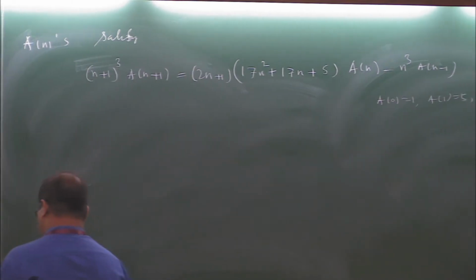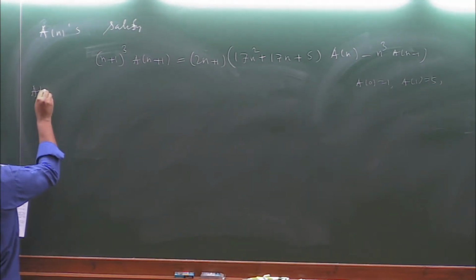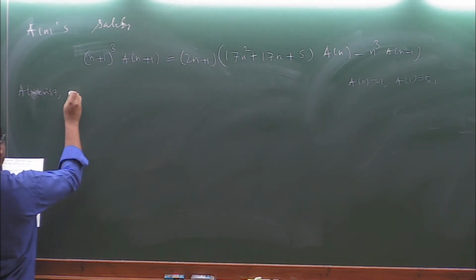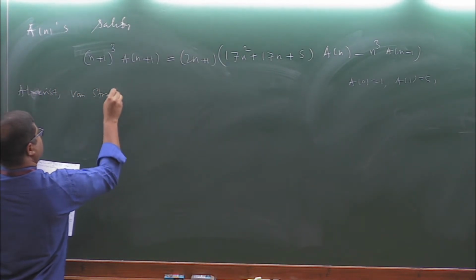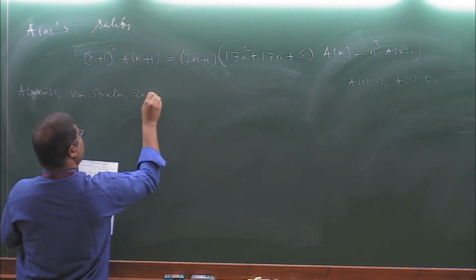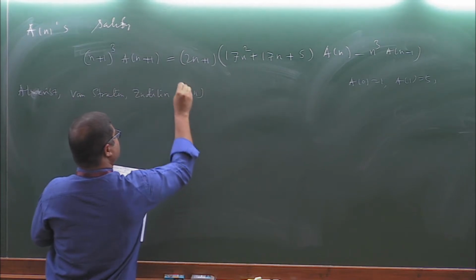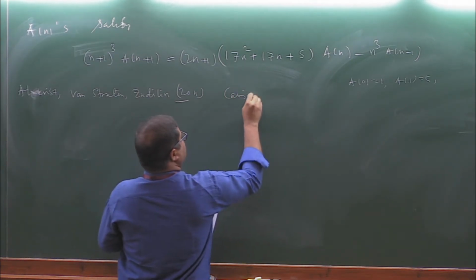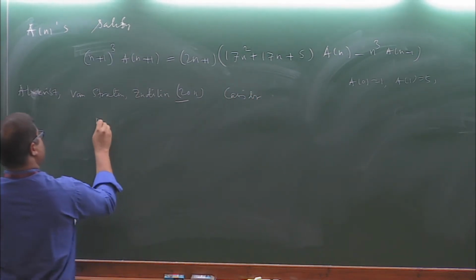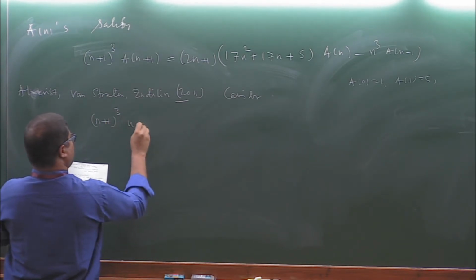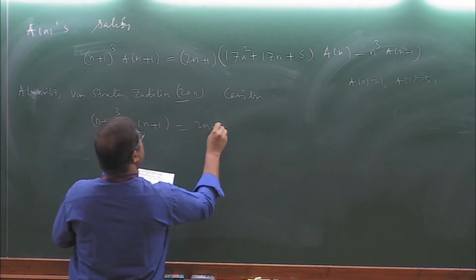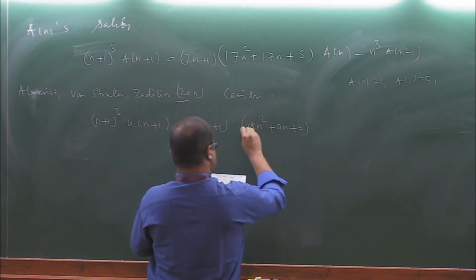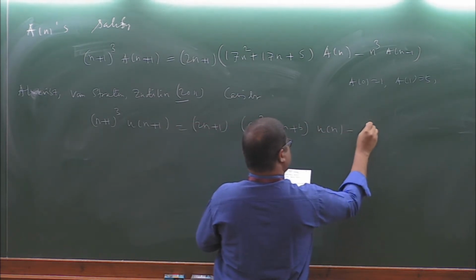So there is a similar study of these numbers by Almkvist, Van Straten and Zudilin in 2011. They consider these more general equations: (n+1)³ u_{n+1} equals (2n+1)(a n² + a n + b) u_n minus c n³ u_{n-1}.